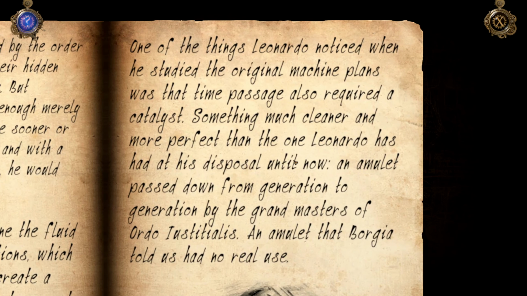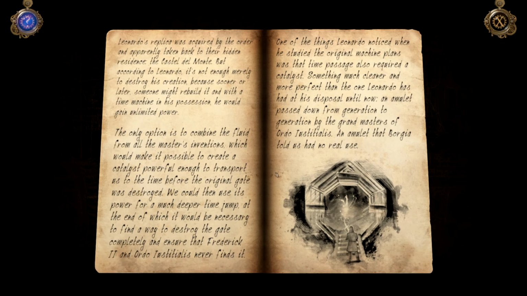One of the things Leonardo noticed when he studied the original machine plans was that time passage also required a catalyst, something much cleaner and more perfect than the one Leonardo had at his disposal. Until now, an amulet passed down from generation to generation by the Grand Masters of the Order. The amulet that Borgia told us had no real use.